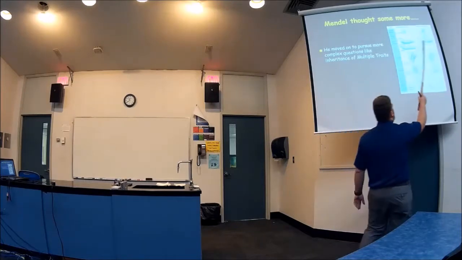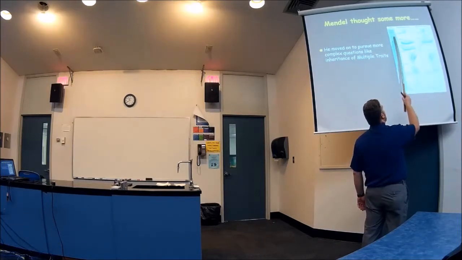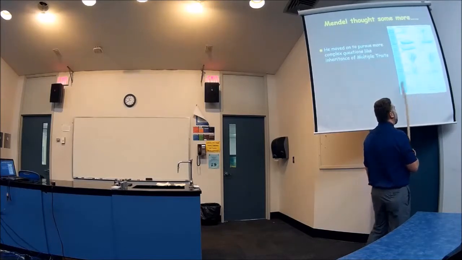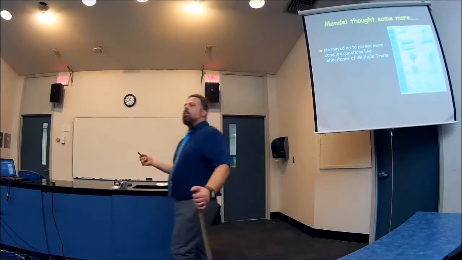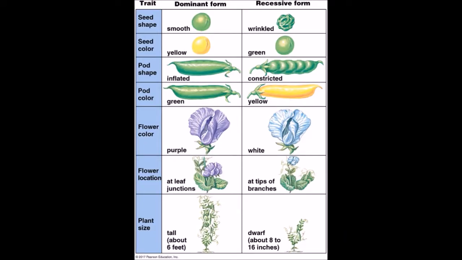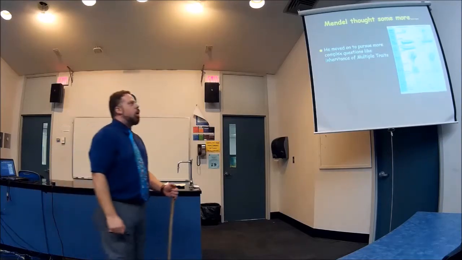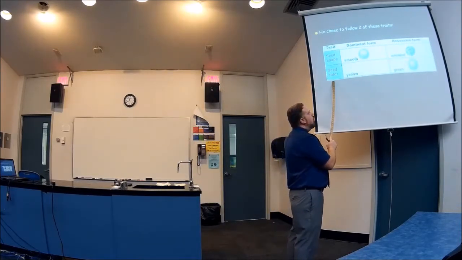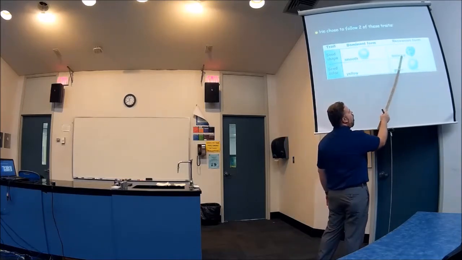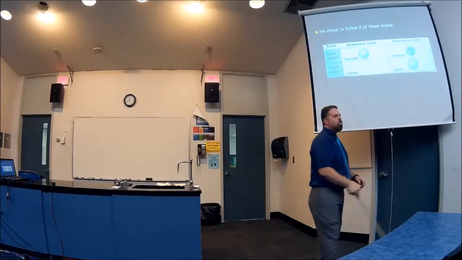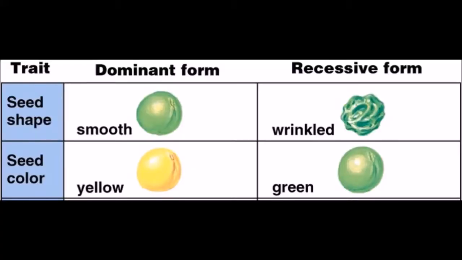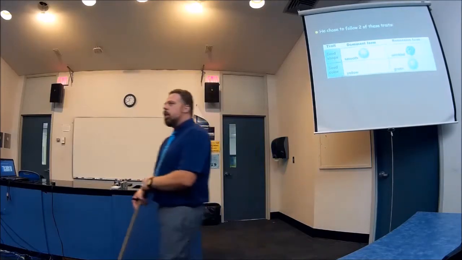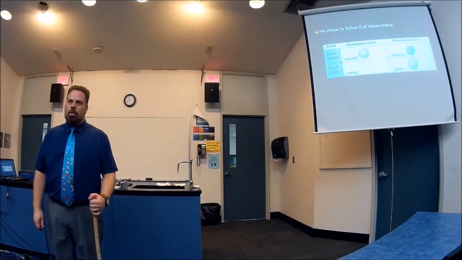And he could have done all these different things: pod colors, pod shape, seed colors, seed shape, flower colors, flower location, plant size. So many different traits. But he just wanted to concentrate on the seed shape and the seed color, whether it's smooth or wrinkled, or yellow and green. And you can have combinations of these four different things, which means, yes, it does get more involved.